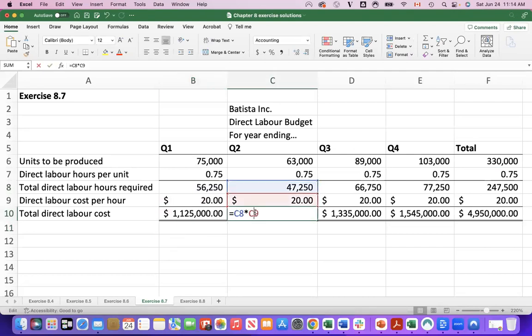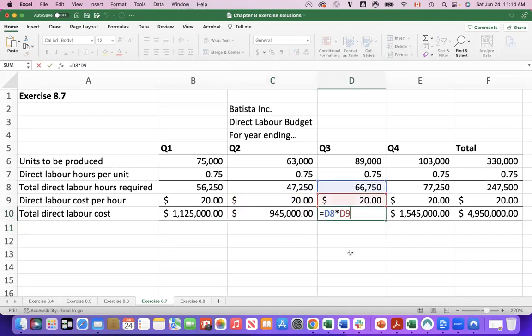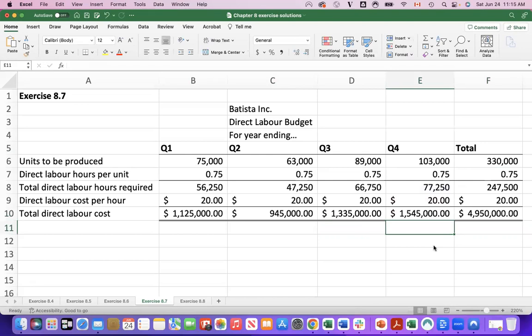For Q2, we multiply the two together. We expect to spend about 945,000 in direct labor costs. Q3, if we multiply the two together, we expect to spend about 1.335 million in direct labor. And then finally in Q4, we multiply the two together, we'll spend about 1.545 million in direct labor. So for the entire year, just a shade under 5 million we expect to spend in direct labor.